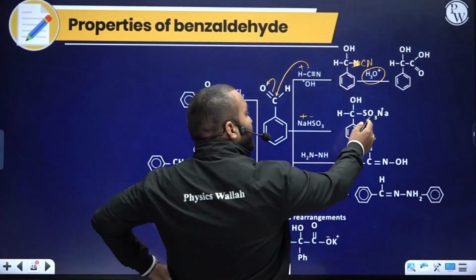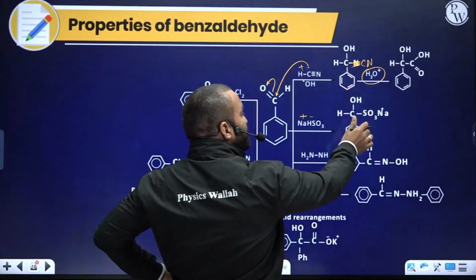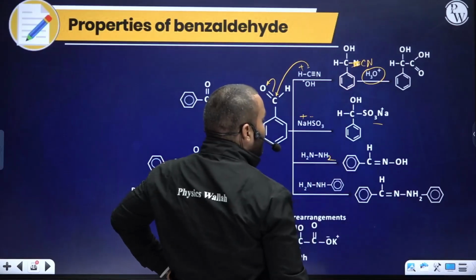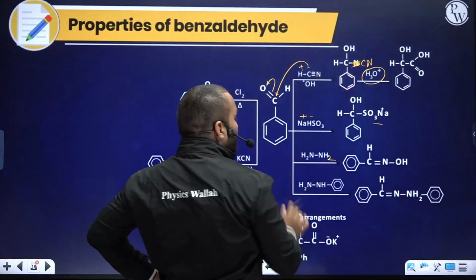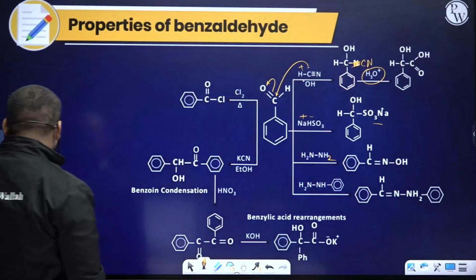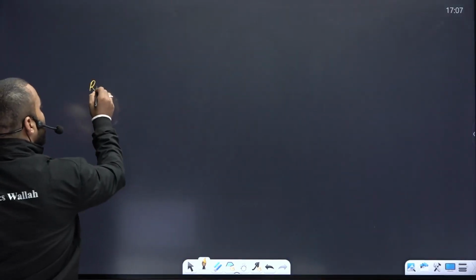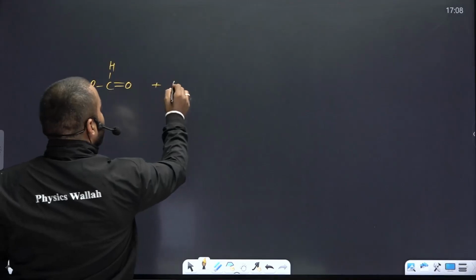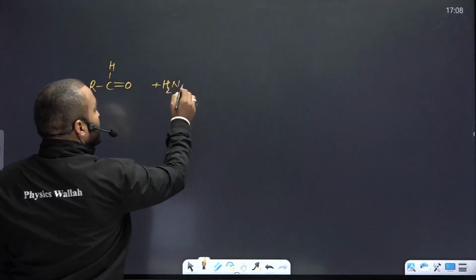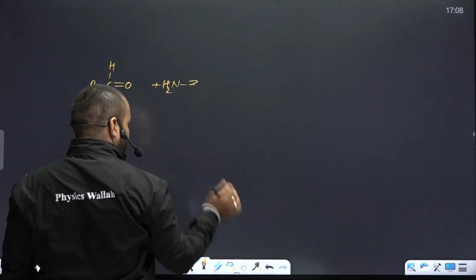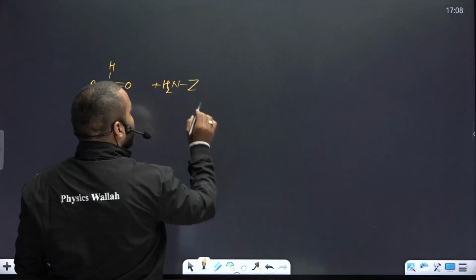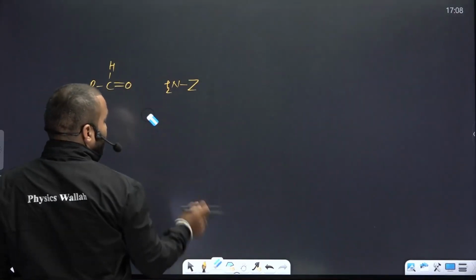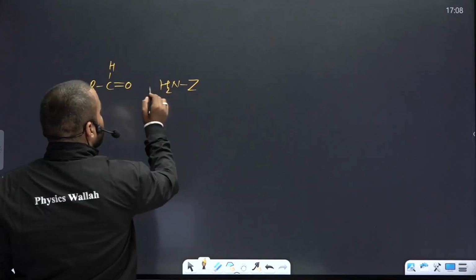This SO3 will lose its hydrogen back to oxygen to form a salt. This is NH2NH2. There will be a reaction with C double bond O. This I would like to explain once. If you start with the R C double bond O functionality and react it with NH2, with anything attached here, let's say Z, then there will be loss of water. This is known as a condensation reaction.